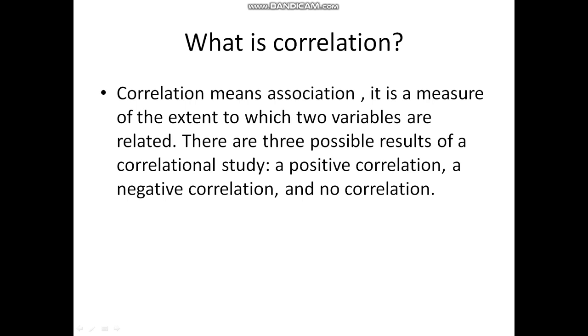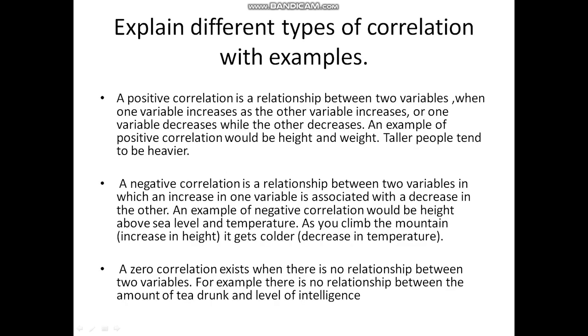What is correlation? Correlation means association. It is a measure of the extent to which 2 variables are related. There are 3 possible results of a correlation study: positive, negative, and no correlation or 0 correlation. Let's move on to the next question, which is the last question.